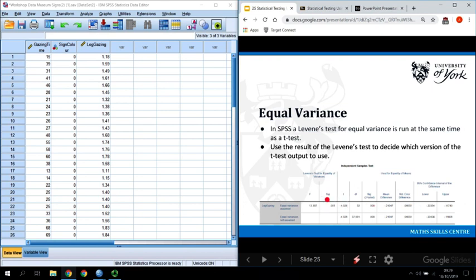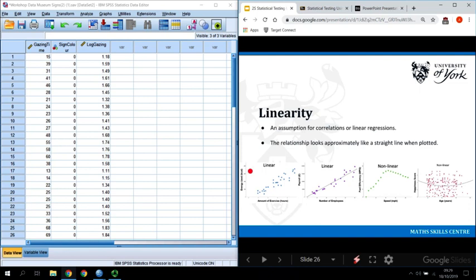But if, like in this case, that p-value from the Levene's test is less than 0.05, that can be interpreted as there being a difference between the variances of the light and the dark background, i.e. we don't have equal variance. In that case, we're going to use this bottom line where it says equal variance not assumed, and we'd use this line of results for our t-test. So that's all the assumptions for an independent t-test.